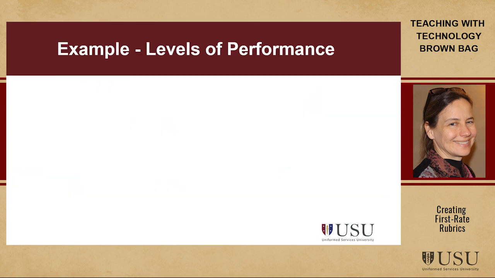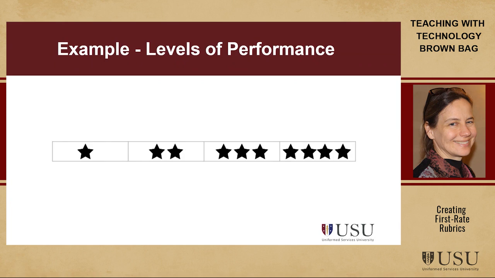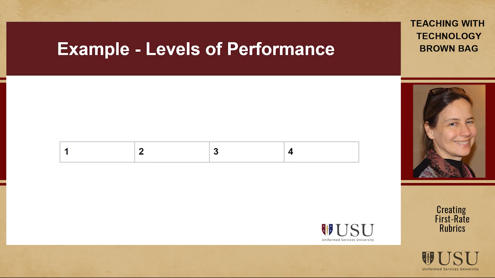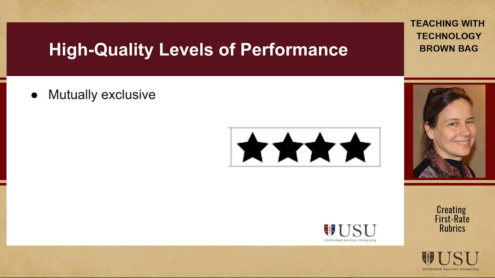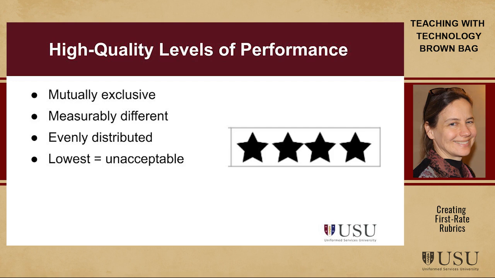These can be done various ways, such as by icons like stars, by numbers, by letters, by a kind of scoring range like this, or by words or descriptions. But they should be mutually exclusive. They should be measurably different. They should be evenly distributed. They should have a lowest one that is an unacceptable level of performance and a top that really exemplifies excellence so that the student has something to aim towards, and at least one that is good enough.